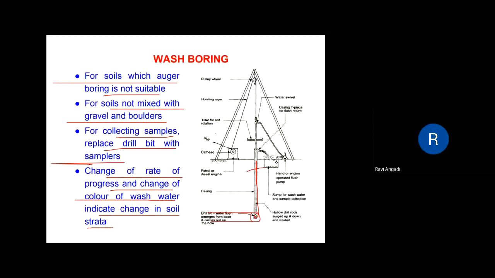The use of inserting the water here is that it will loosen the soil as the water flows up around the pipe. Then the loosened soil will be in suspension form, and that is to be collected in the tub, and that suspension water is to be taken. You can observe that whatever water you are getting here, the change of rate of progress and change of color of wash water will indicate the change in the soil strata. So this is how we get the information from the wash boring.